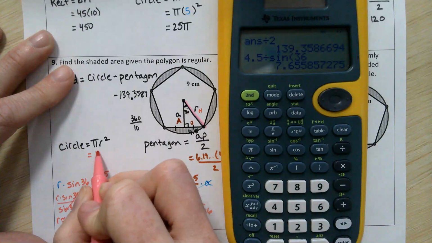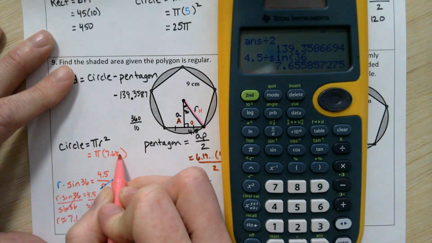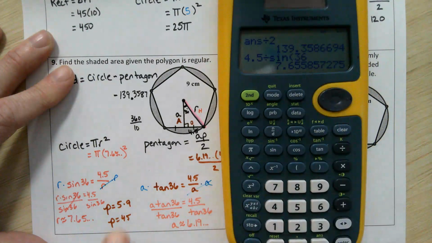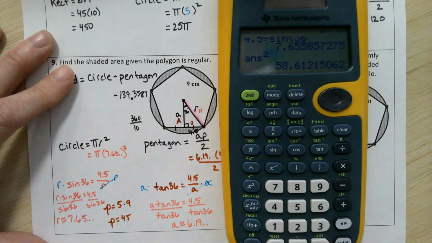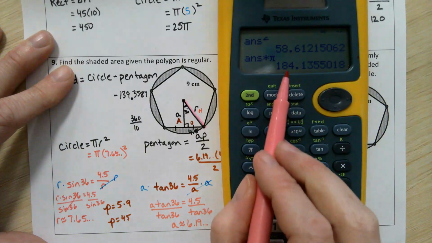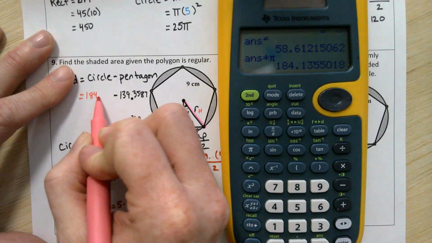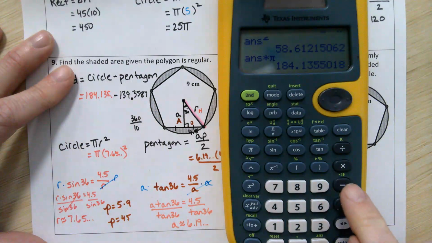That means I need to take pi times that radius squared. So while that radius is still sitting there on my calculator, I'm actually going to square it first to avoid rounding. So that's the radius squared. I'm going to multiply that by pi. So now that is my rounded answer for the area of the circle. And I've got my pentagon then to finish it out.